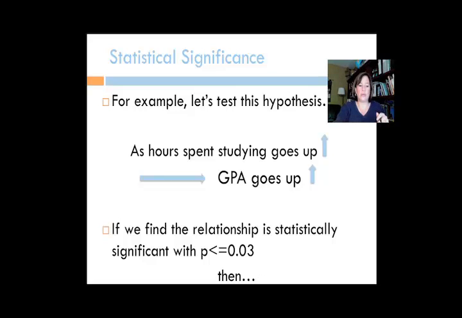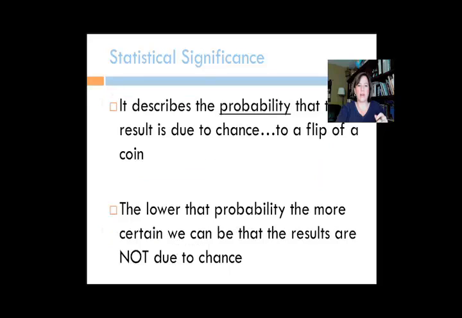Oops, went a little too far. So the statistical significance is a probability that the relationship we find in the sample is due to chance, due to randomness, if that word fits better. So due to chance, or that it's basically random.